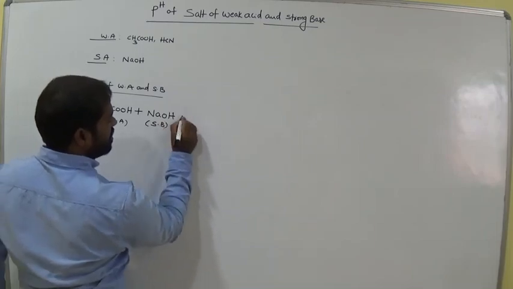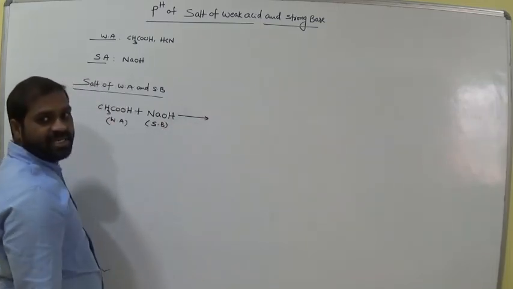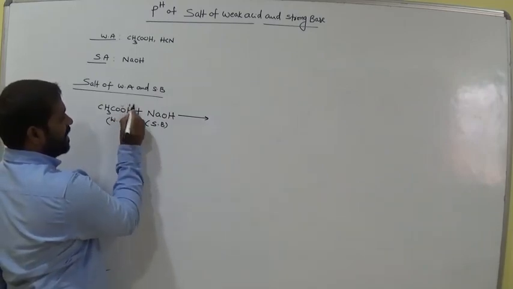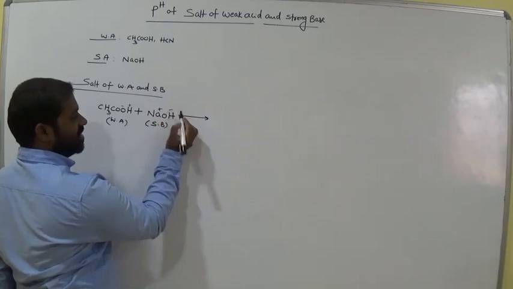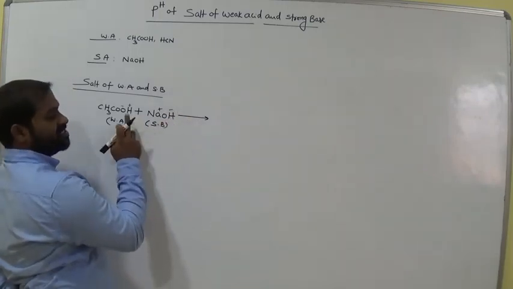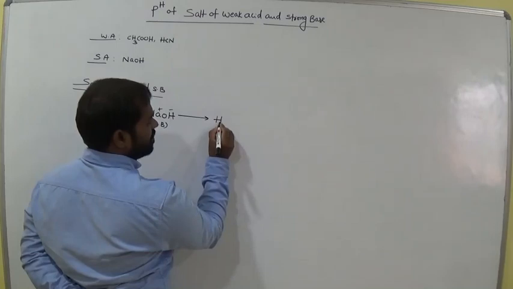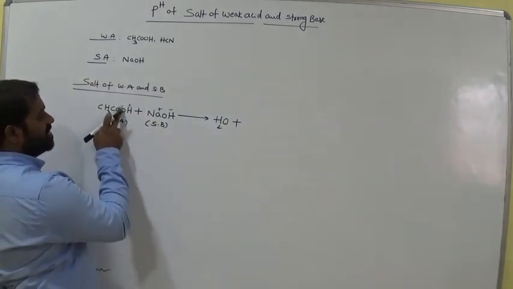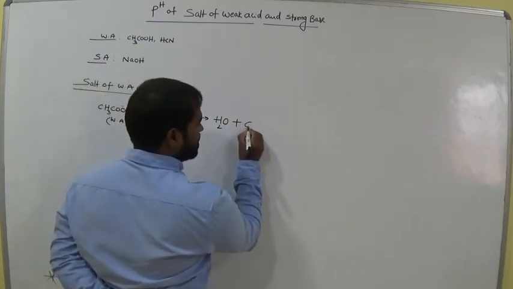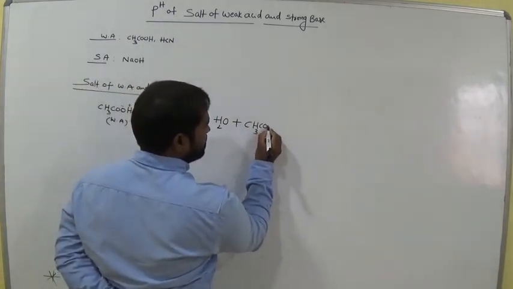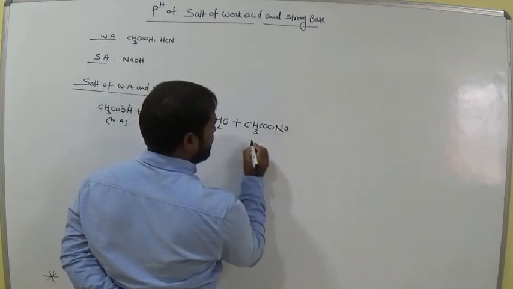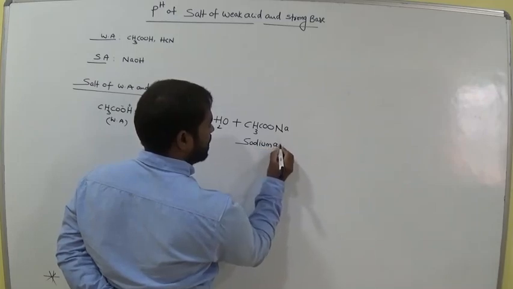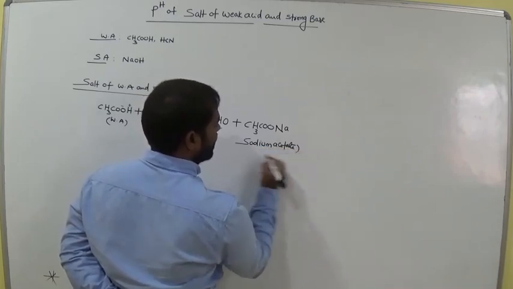Both undergo a chemical reaction. Here this is minus, this is plus, this is Na plus and OH minus. OH minus and H plus give H2O, water. That is a neutralization reaction. What about the remaining ones? CH3COO minus and Na plus give CH3COONa, sodium acetate.